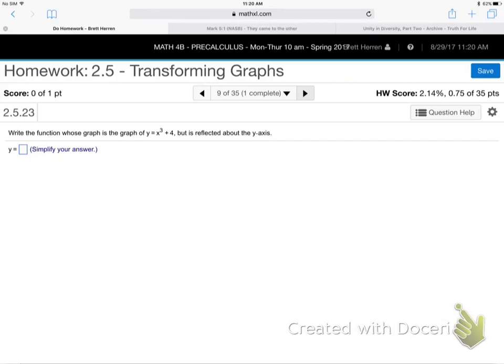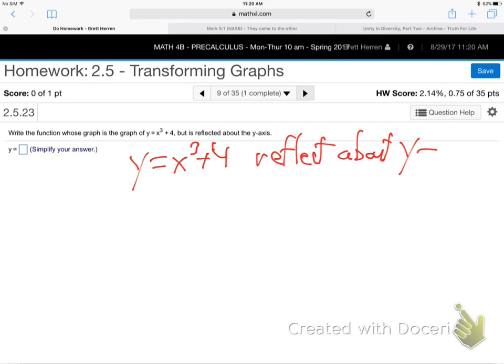The language, which I think you know what to do, but the language might throw you, so let me help you with that. It says, take y equals x cubed plus 4, but reflect about the y-axis. That's the weird kind of talk. What do they mean? Well, here's the y-axis. You get what it's saying there?